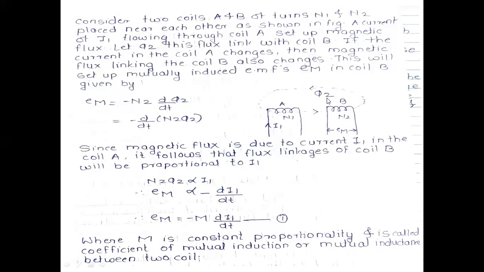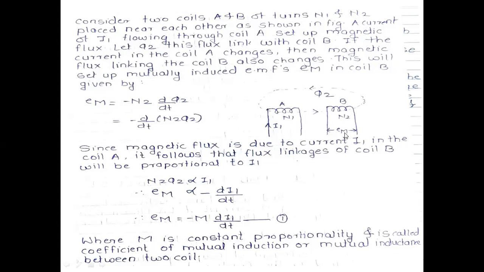Flux linked with coil 2 is phi 2. This flux is linking here, so phi 2 is linked with the turns N2. This one is N1. We are not discussing self-induction. Mutual means that because of the changing current, the flux linkage N2 phi 2 will change. Because N2 phi 2 changes, EMF will be induced in the second coil.